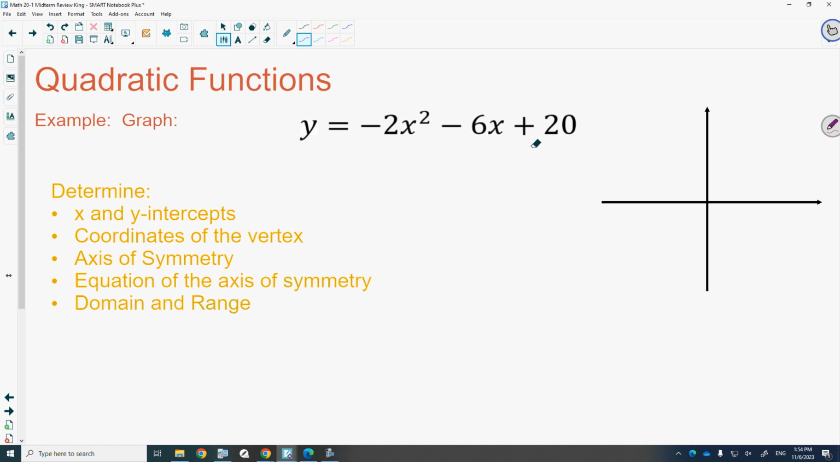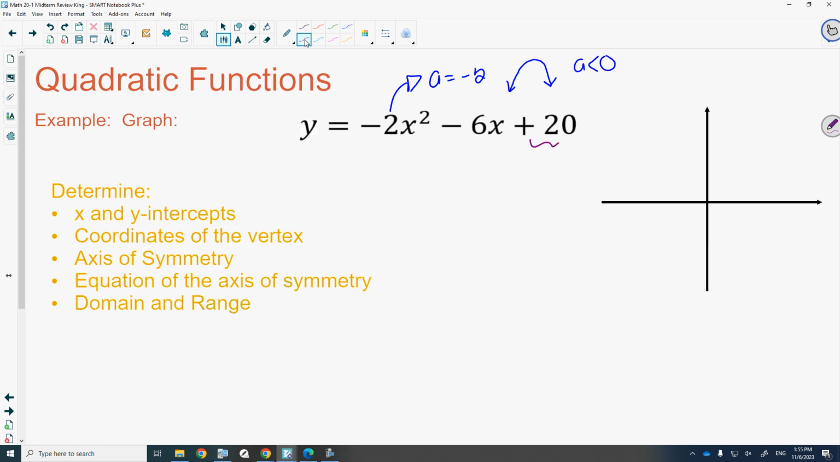So the first thing that we want to do is look at this function, and we can only determine two things when it's in its expanded form. Our a value is negative 2. And remember, when we have an a value less than 0, that tells us that the quadratic function is going to open down. So if a is less than 0, the quadratic will open down.